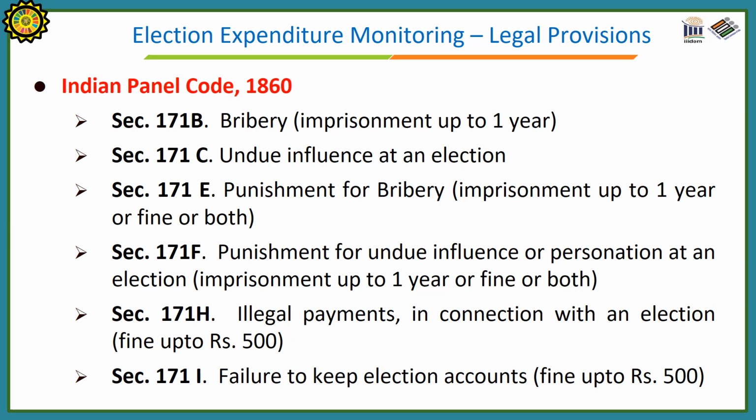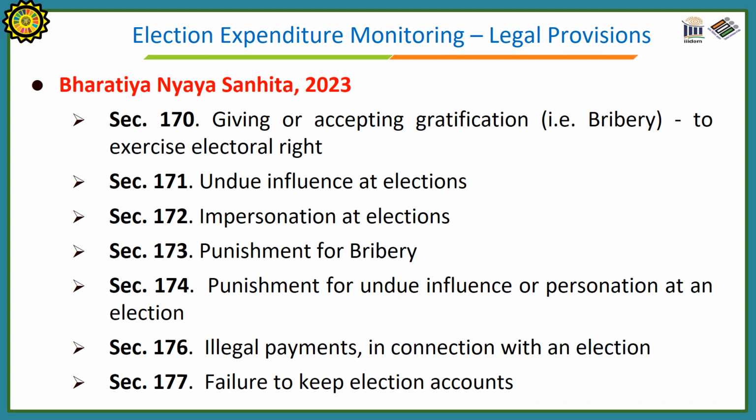Under the IPC, different sections are Section 171B, 171C, 171E, 171F, 171H and 171I. Similarly, Bharatiya Nyaya Sanhita 2023 will replace the Indian Penal Code on 1st July 2024. So the sections related to election expenditures are Section 170, 171, 172, 173, 174, 176 and 177.